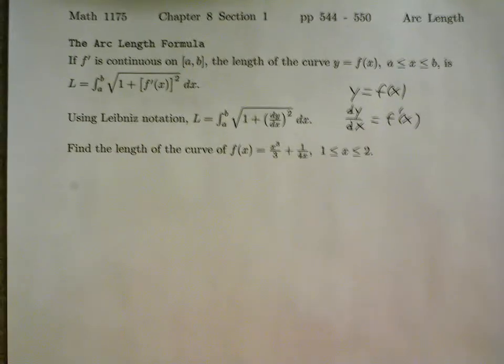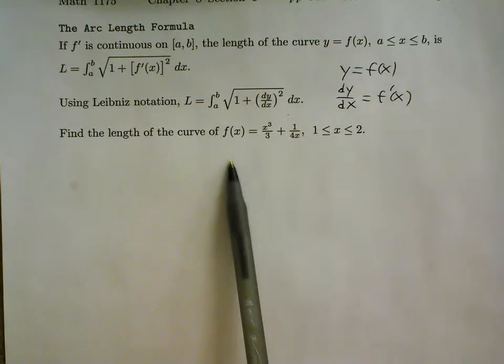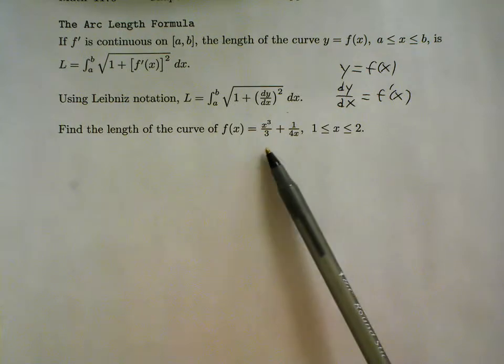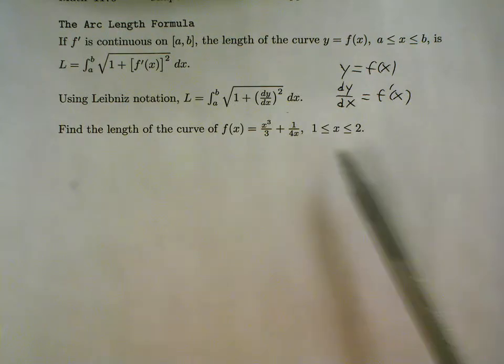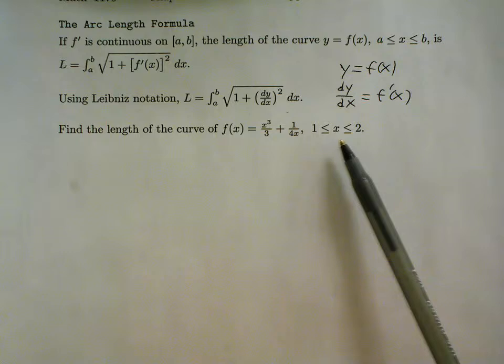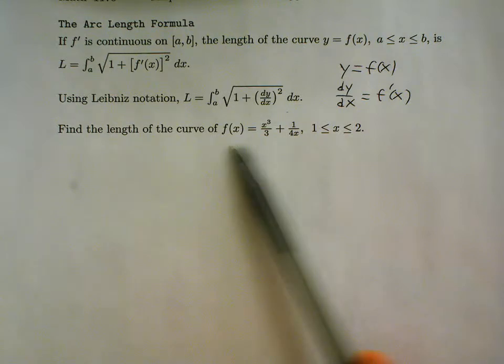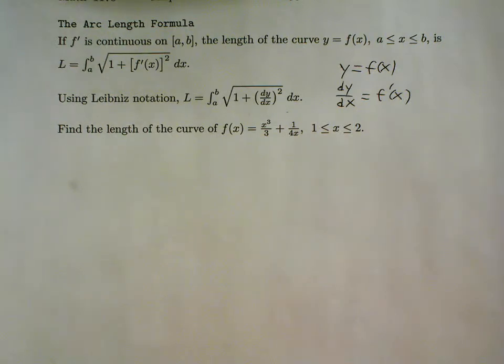Okay, so here's our first example. Find the length of the curve f of x equals x to the third over 3 plus 1 over 4x, where the values of x range from 1 to 2. So I'll give you a couple of minutes, see what you come up with for the length of the curve for this function f on the interval from 1 to 2.